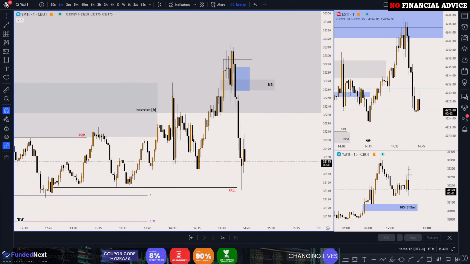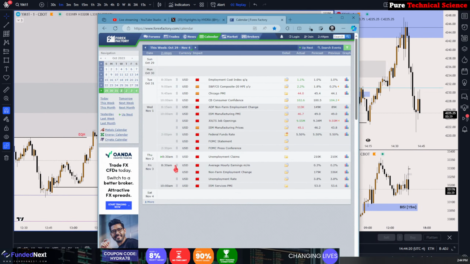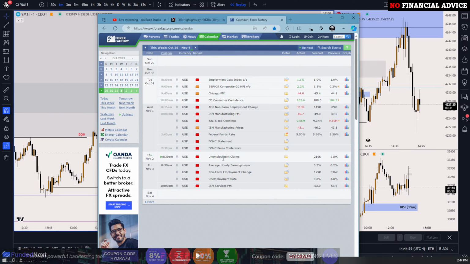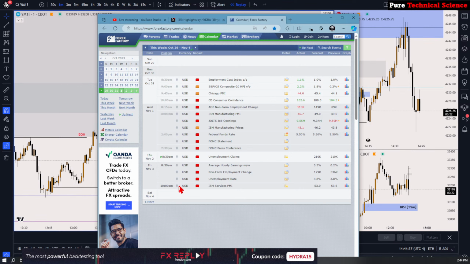Tomorrow we don't have high impact news. Okay, at 8:30 we do have a high impact news at 8:30 tomorrow. So tomorrow is a low probability day. Okay, I'm gonna do live stream and see if price is really presenting any setup. I want to take an entry tomorrow, but I'll be cautious because we have high impact news on Friday, right? 8:30 non-farm payroll, which is a very high impact news, is coming on Friday.